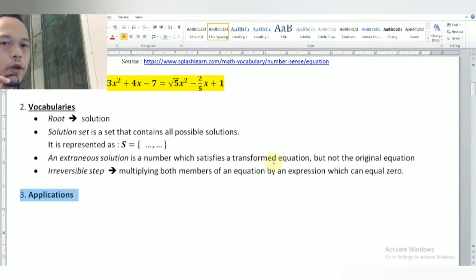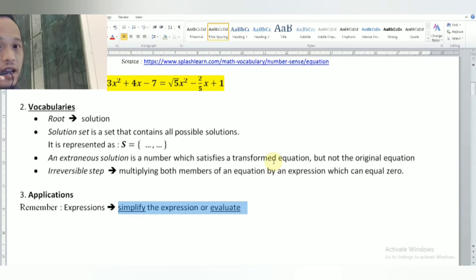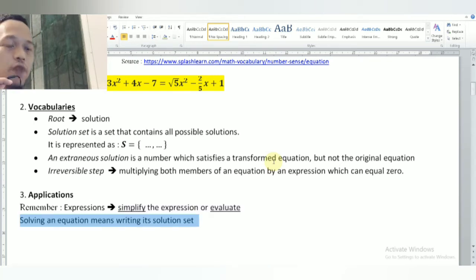What is the difference between expressions and equations? If we are dealing with expressions, usually we can only simplify the expression or evaluate it. Recall the previous material: for expressions, you can only simplify it, or evaluate it by using a given number to replace your variables. How about an equation? Solving an equation means writing its solution set. In the upcoming examples, I will show you what solving an equation means.